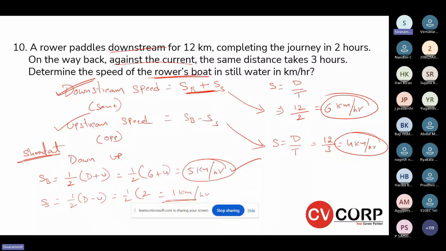So if you know downstream and upstream speeds and want to calculate the speed of the boat, directly you can say half into d plus u. If they ask you to find the speed of the stream, you can say half into d minus u. If you remember these two logics, you can solve these types of questions in just seconds.